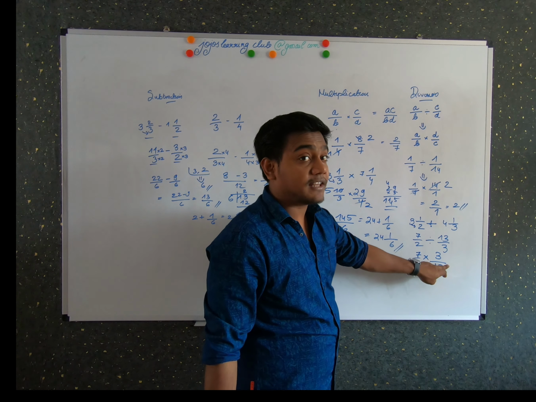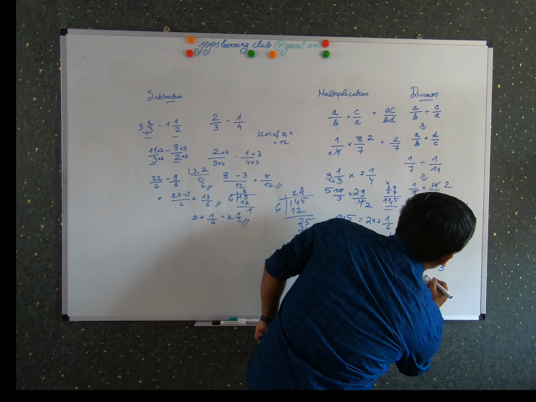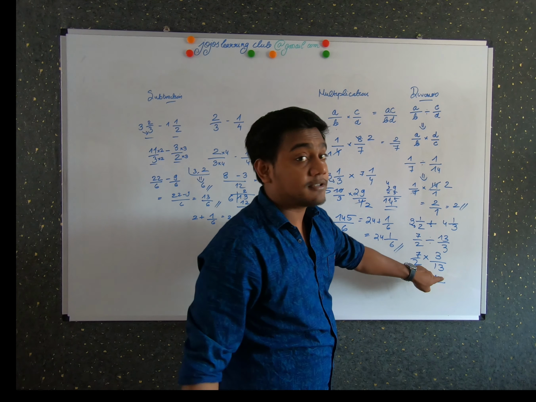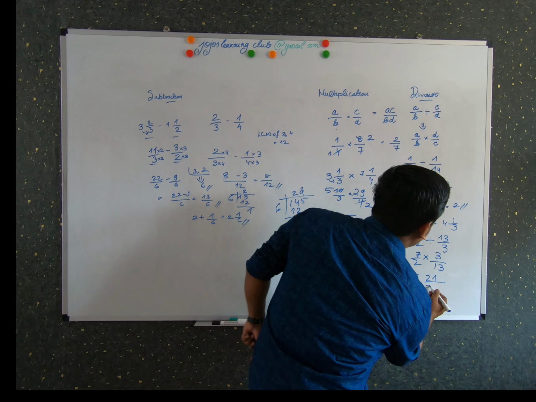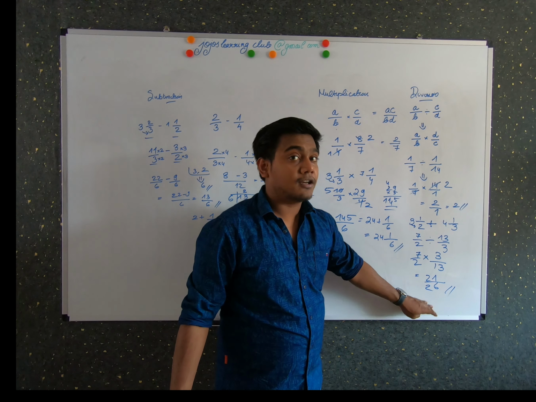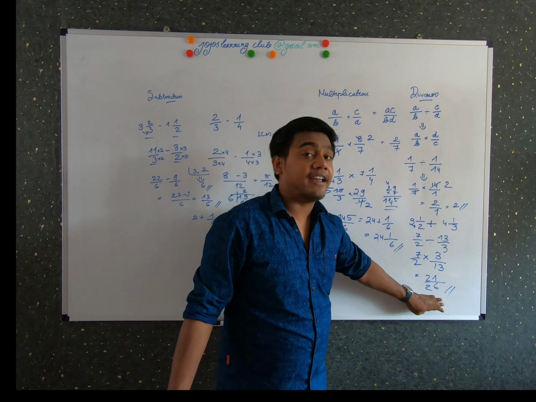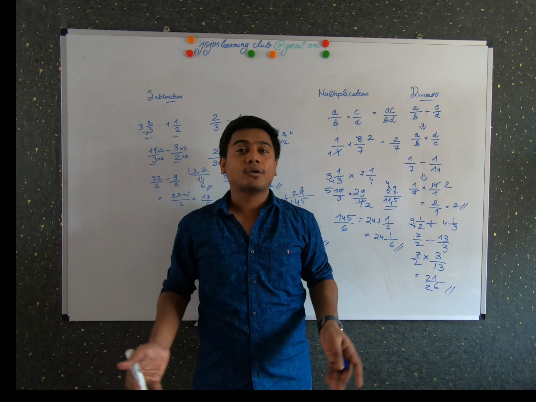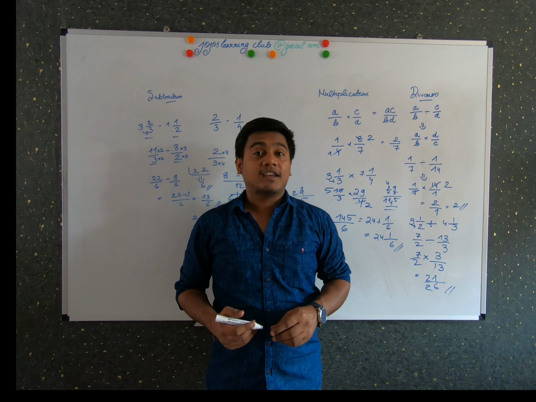So we know that 7 times 3 is 21, and 2 times 13 is 26. So this is a proper fraction and you don't have to do anything. So this is the final answer. And this is how you perform calculations using fractions.